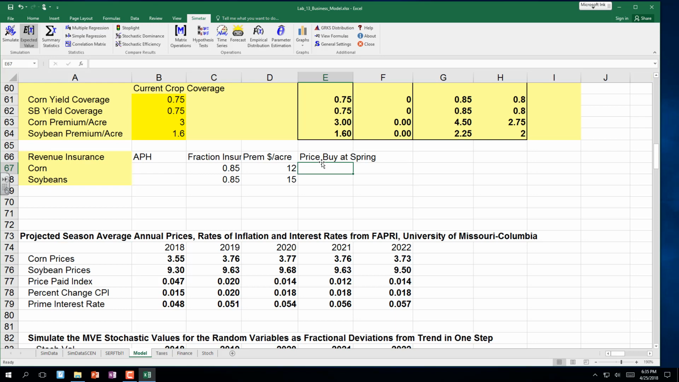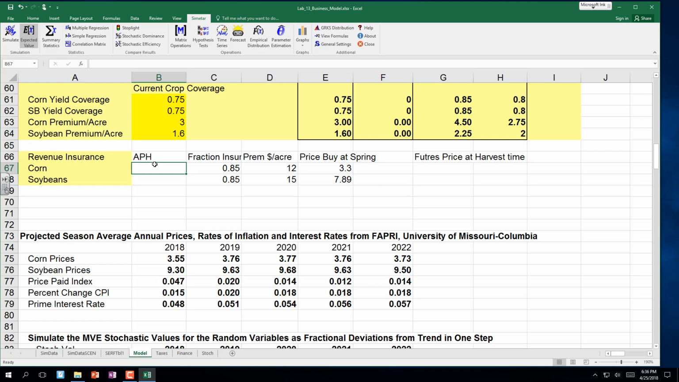Now, this is the only one I've taught you how to do. If you're doing the harvest price exclusion, it would be based off the futures price at harvest time. It's an uncertain number, and the simulator would use marketing average yield with some kind of factor on it. You take it through an exponential function to do that. Let's just assume that we're going to buy this insurance at $3.30 for corn and $7.89 for soybeans.